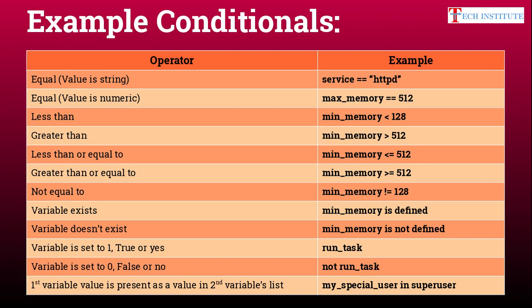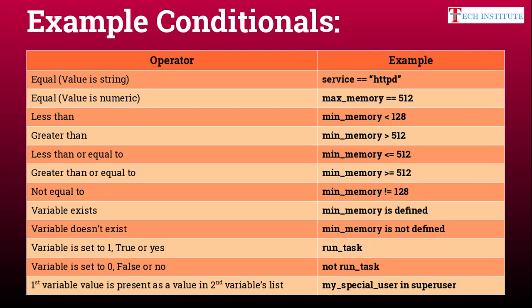Now one more thing, if you see in our previous example we were giving variable is defined, so that you can see as variable exists. If you want to check whether any value is present for the variable, you can put variable is defined. So like here in this case min underscore memory is defined. So if it has a value, then that task will run, else it will not run. Now if you want to check if it is not defined, then you put is not defined.